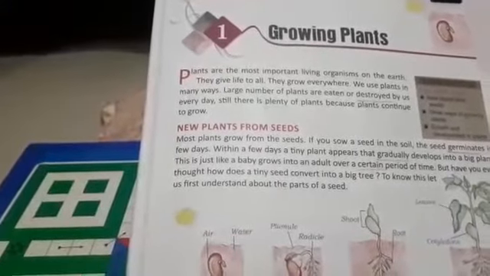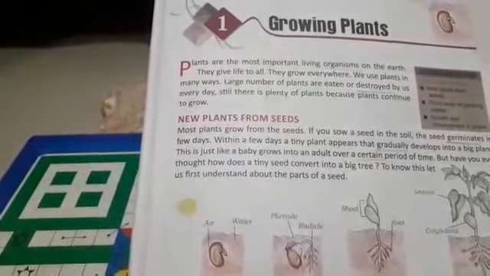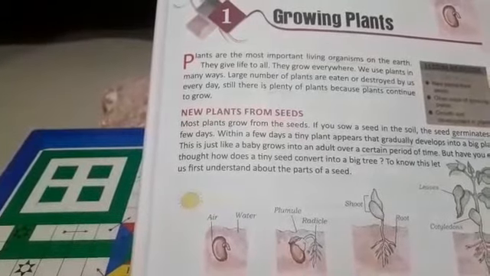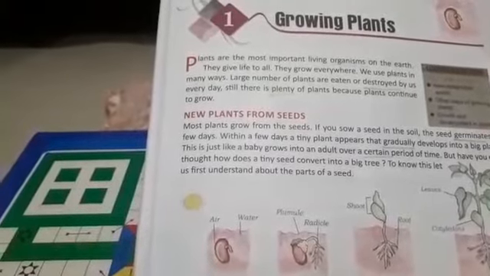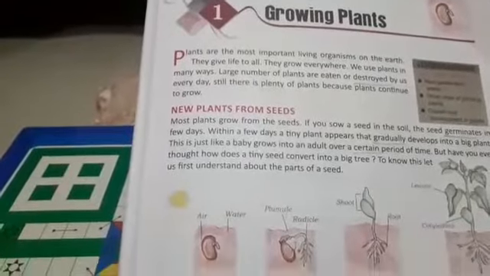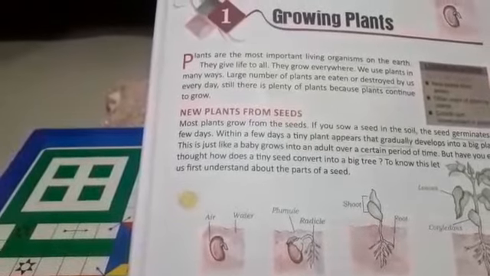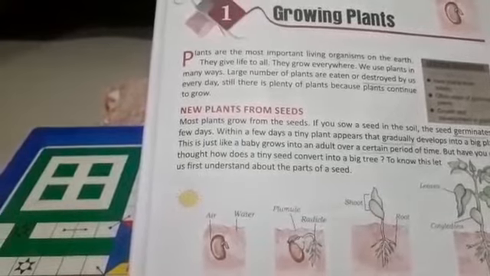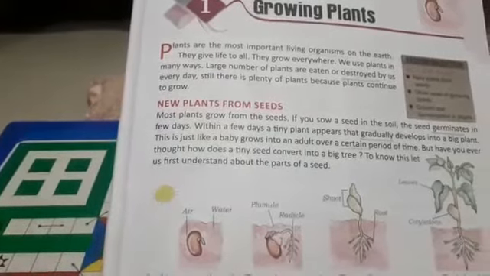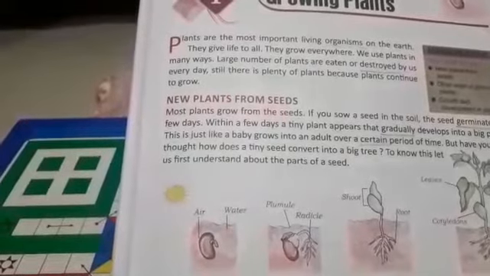Most of the plants have seeds. So when we sow the seed in the soil, the seed starts germinating within a few days. After a few days, tiny plants appear and gradually develop into a big plant. This is just like a baby growing into an adult in a human. Similarly, the tiny seed germinates into a tiny baby plant, and that baby plant grows into a big tree. In this way, new plants grow.